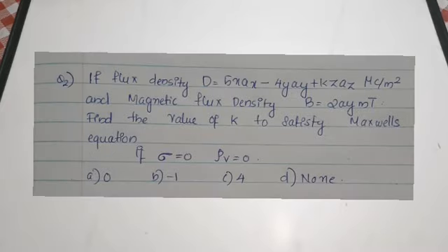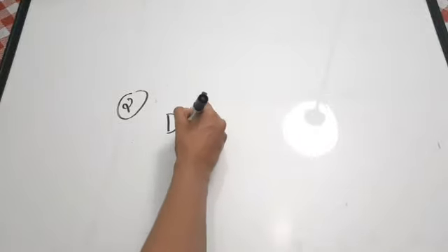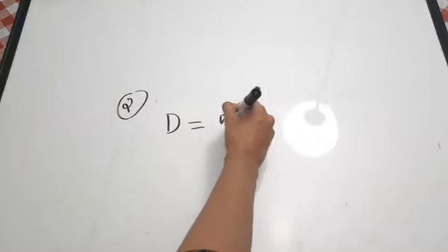You can see the question on board. If the flux density D equal to 5x ax minus 4y ay plus kz az microcoulomb per meter square, and the magnetic flux density B equal to 2ay, find the value of K to satisfy Maxwell's equation if sigma equal to 0 and rho V equal to 0. Okay, so what all things are given here? The value of the flux density is given 5x ax.